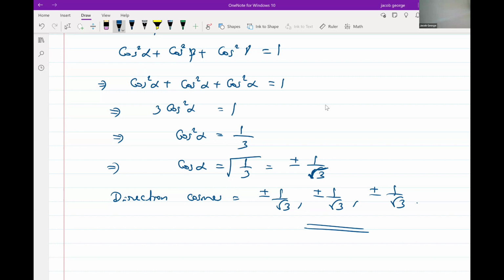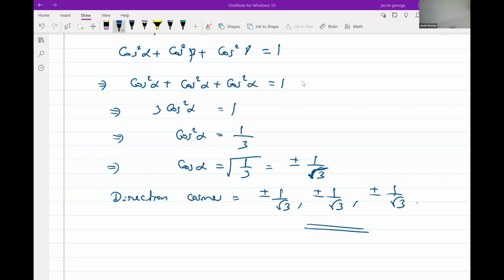Direction angles alpha, beta, gamma are not only acute angles. They vary from 0 to 180 degree. Cos values are negative in the second quadrant, so they can be negative values. So if alpha can be, even beta, right, it can be cos square beta plus cos square beta plus cos square beta. Yes, okay. It is the same.